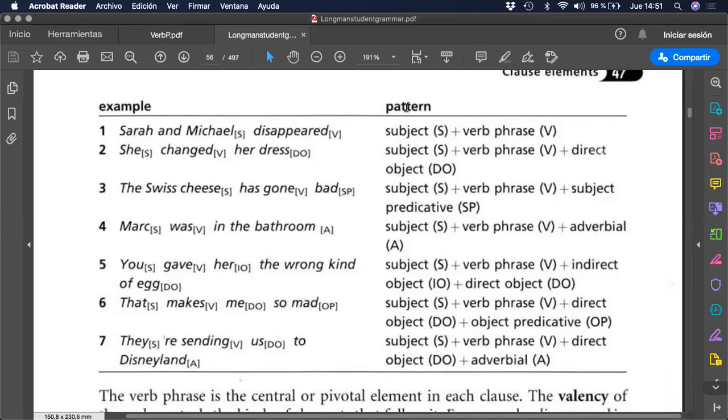Then in 4, Mark was in the bathroom. Then Mark is the doer, therefore subject. Was is the verb phrase, therefore verb. And in the bathroom is a place, right? Therefore it is an adverbial.